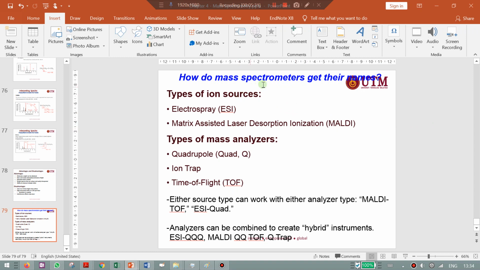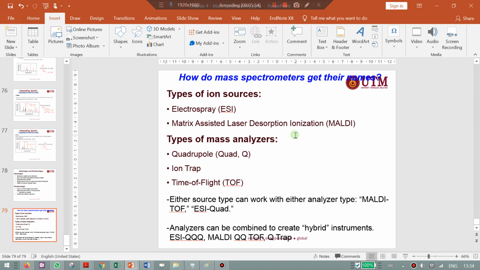Alright, how do mass spectrometers get their names? It depends on the ion source and the type of mass analyzer. They actually combine the ion source and the mass analyzer, for example ESI quadrupole, ESI ion trap. Sebab tu you boleh nampak macam contohnya multi TOF. Okay, maksudnya you combine the ion source and the mass analyzer, you get the name.